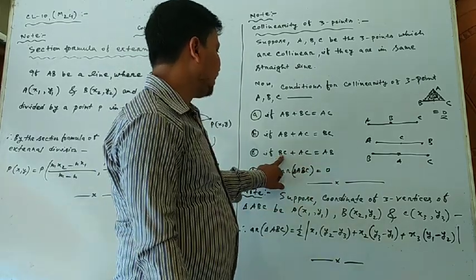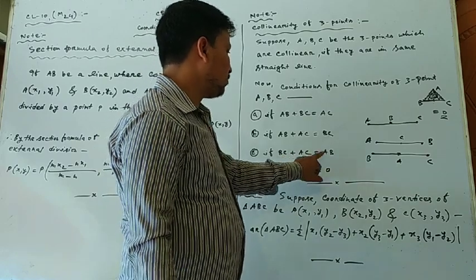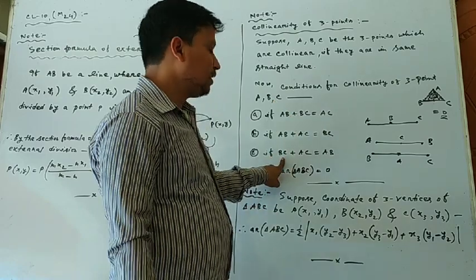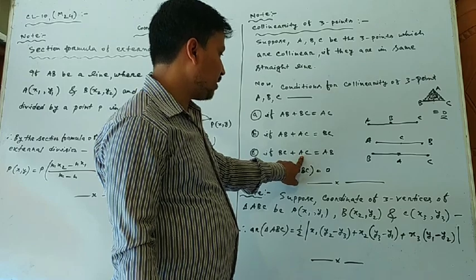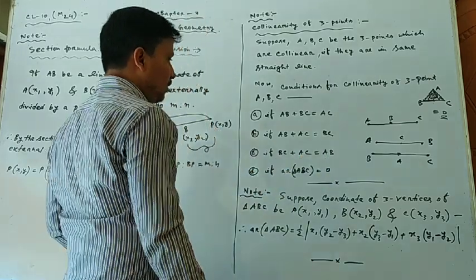If you get BC length plus AC length equal to AB, there you have to use the distance formula. First of all, you have to find the distance of BC, then the distance of AC. After that, their sum is equal to the distance of AB. Then also the 3 points are collinear.